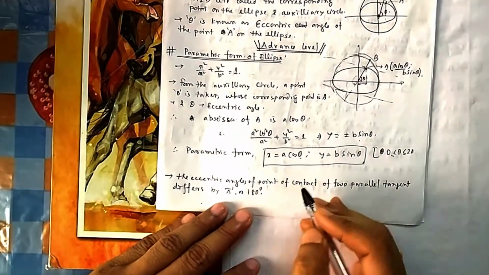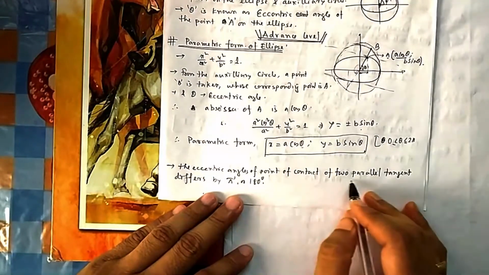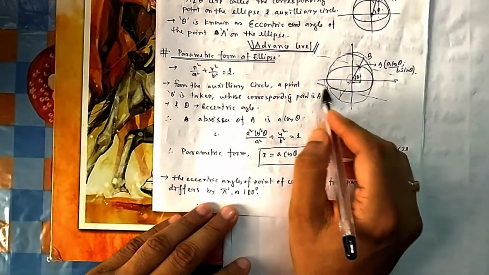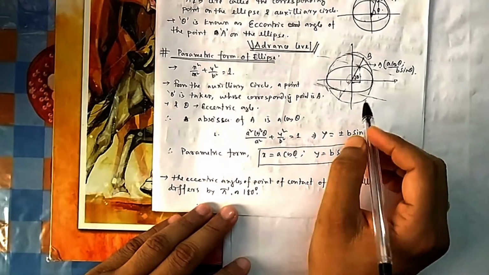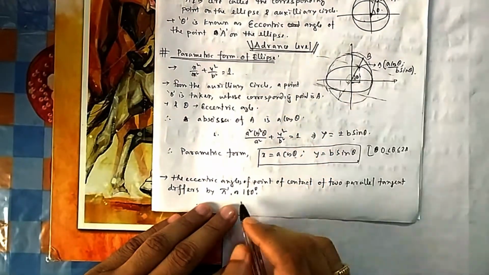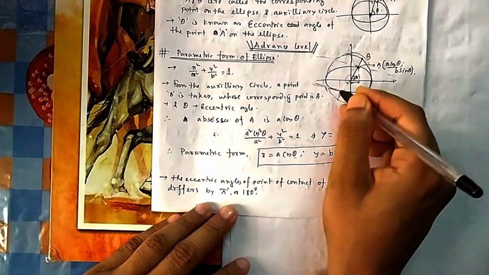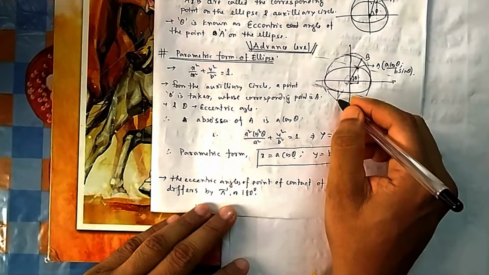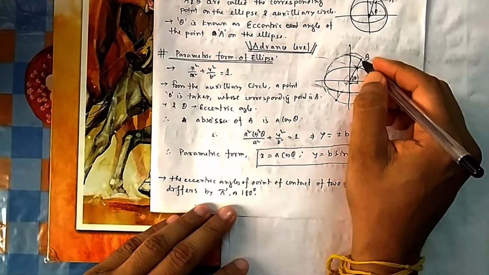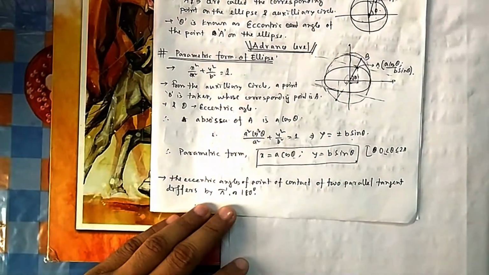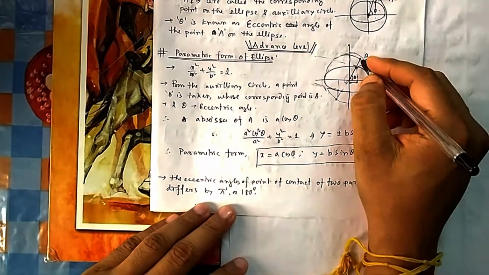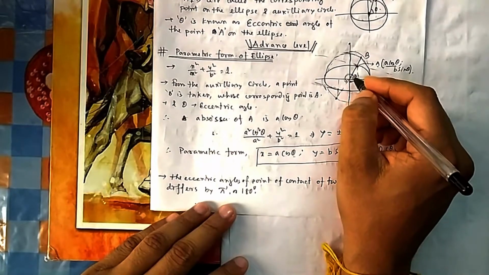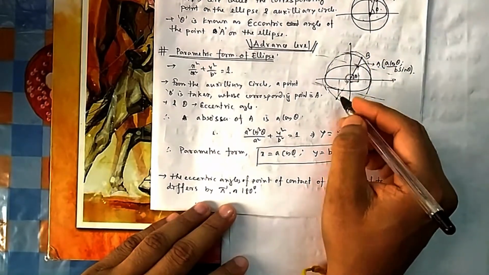Now another good thing about eccentric angles is the point of contact of two parallel tangents. Suppose you have a parallel tangent over here and you have a parallel tangent over here. So for the eccentric angles of these parallel tangents, it touches here, and it touches here. The corresponding angle here is theta, and this angle is 180 plus theta. So what is the difference between this eccentric angle and this eccentric angle?